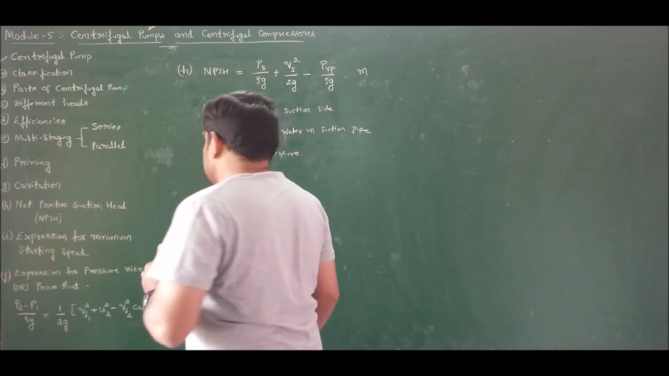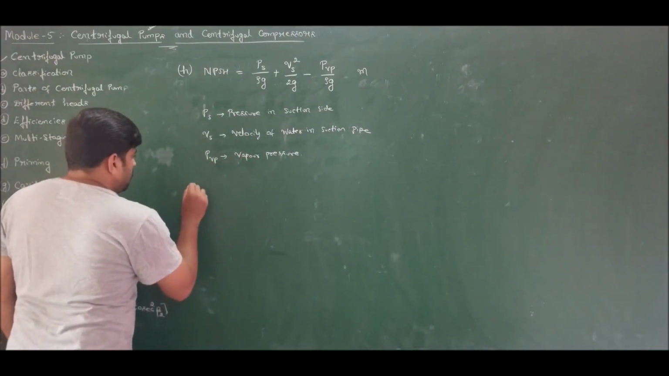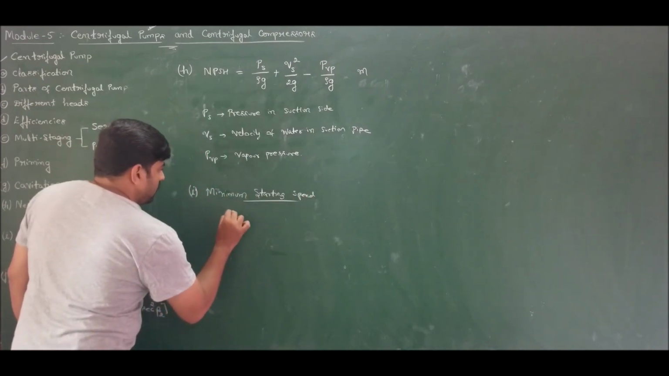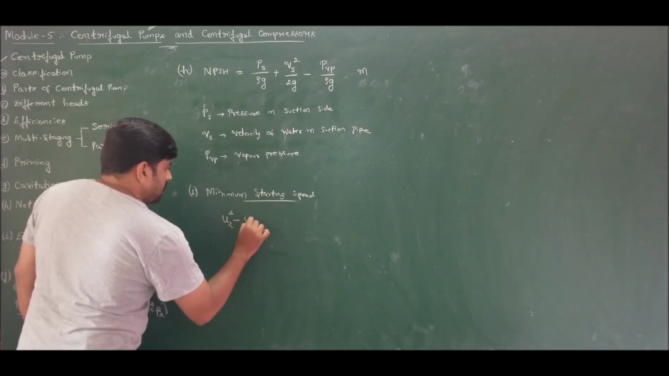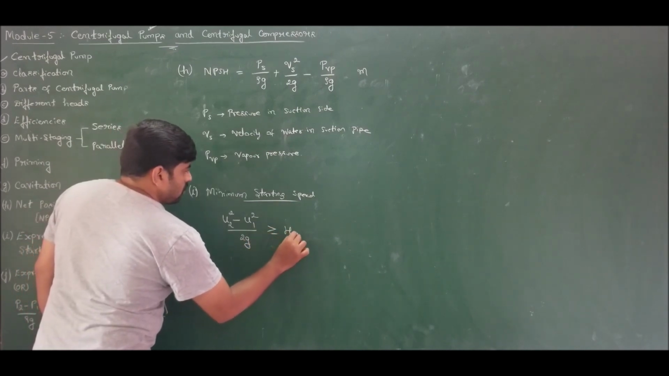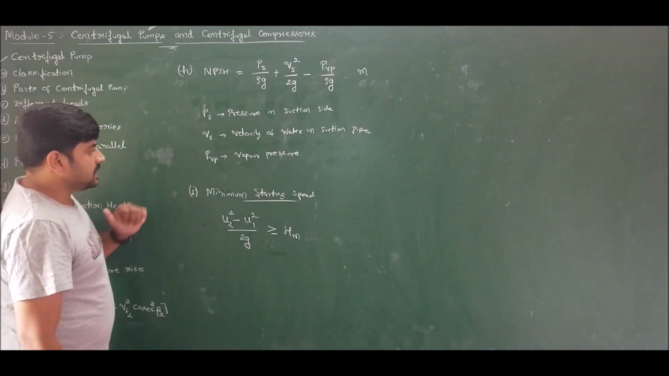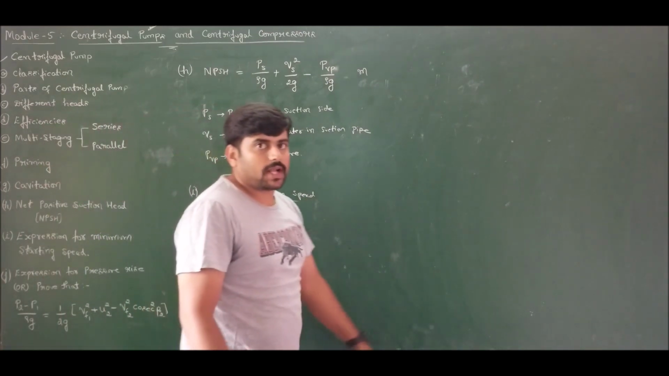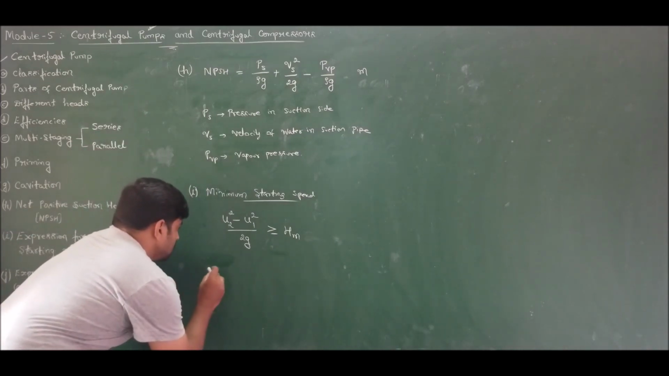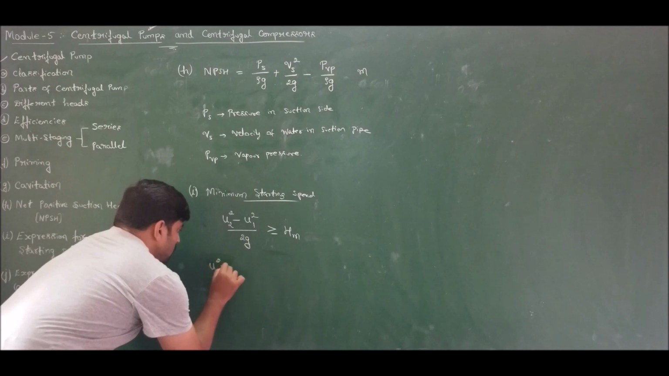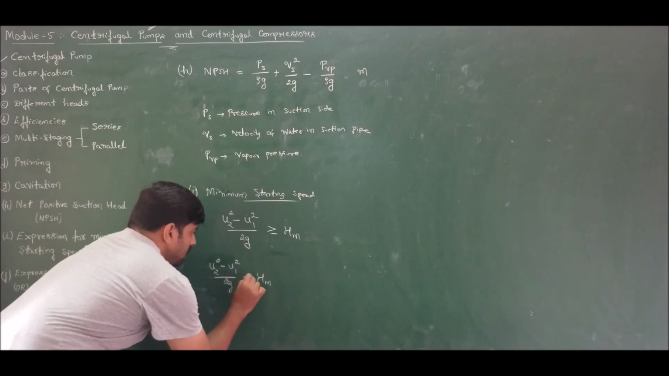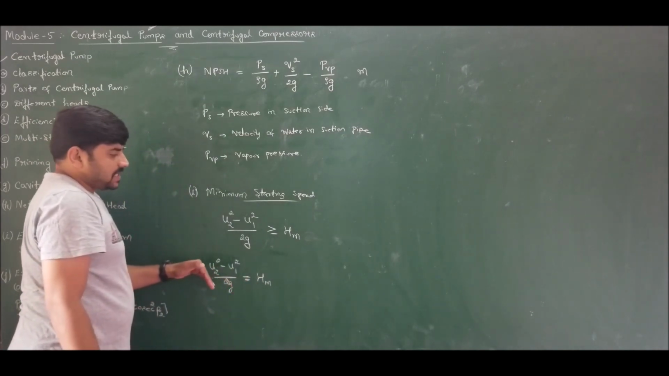So using that condition, that is minimum starting speed, the pump starts pumping water if and only if the pressure in the impeller is greater than or equal to the manometric head. Using this condition, I can find the minimum starting speed for a centrifugal pump. That is, if I derive the expression using this condition, we have (u2 square minus u1 square) by 2g should be equal to Hm. This is the minimum condition for a centrifugal pump to start pumping water.